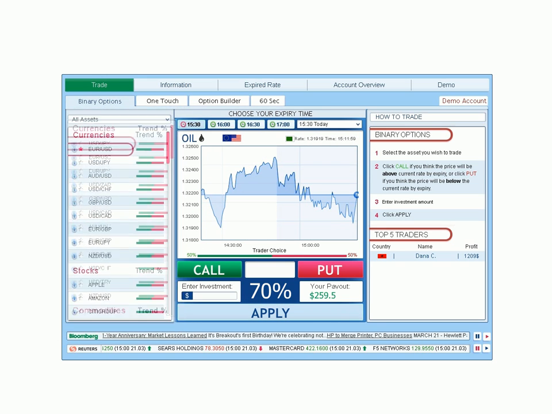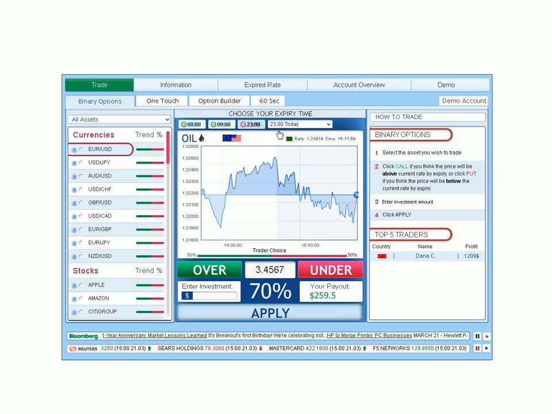This table shows you information on the asset. You can also save the asset in your favorites and view the trend percentage. Examine the current market price, choose your expiry time, and take into consideration the useful trader's choice bar.